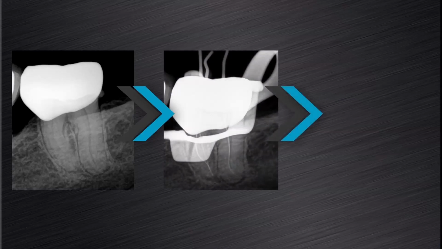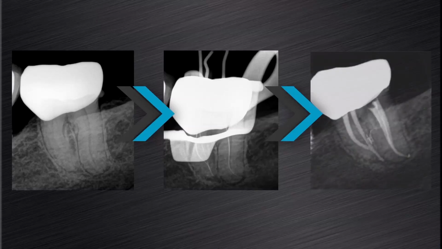And my last example, another mandibular left second molar that presented with curvatures in the mesiolingual and an apical curvature in the distal root canal. This complex anatomy was again maintained during canal preparation.